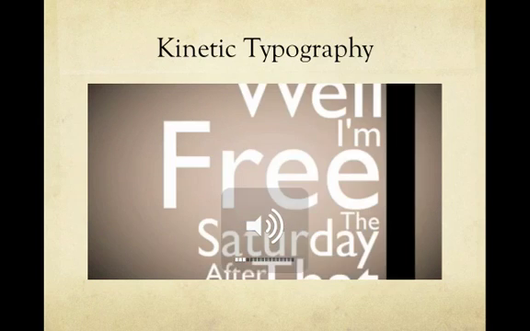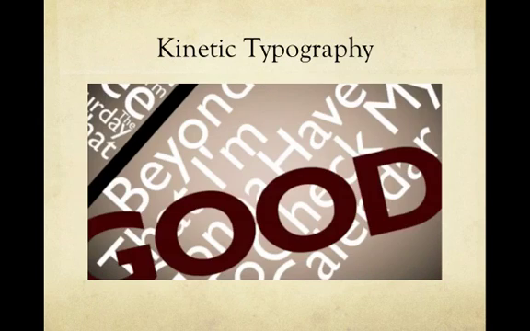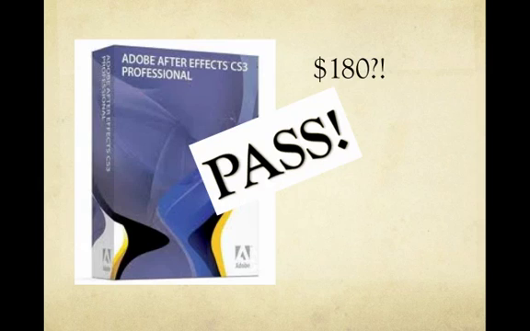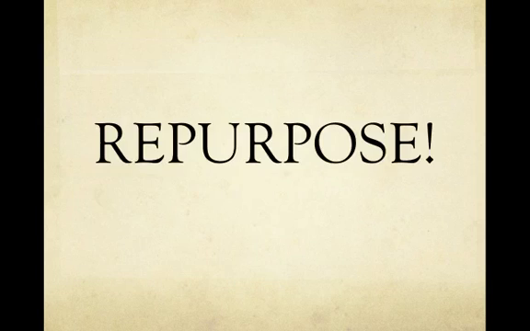Would you like to have your students create moving type like this? After doing some research, I learned that most of the examples of moving type you can find on YouTube are done with Adobe After Effects. After more research, I found that After Effects is a good $180. Pass. So what can we do to replicate those results with a tech tool we already have?